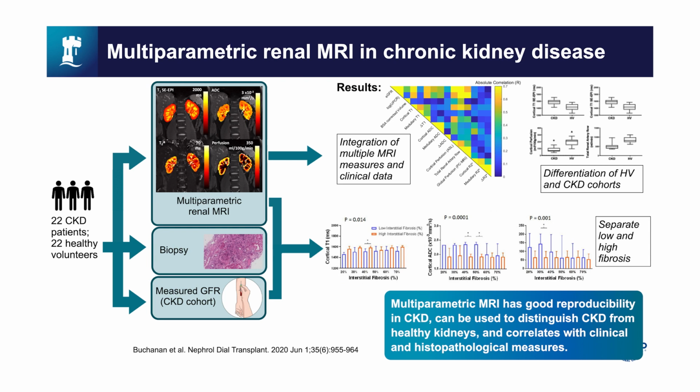We also had 22 age and gender matched volunteers, and it was clear that most of the MR measures, apart from BOLD actually, were able to differentiate healthy and CKD kidneys. There were some interesting comparisons in terms of which MR measures correlated with each other and which did not, and the same differential associations between MR measures and clinical variables. And then 3 of the MR measures were able to distinguish low and high fibrosis scores on kidney biopsy.